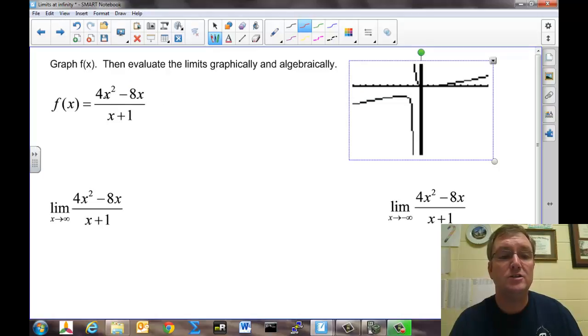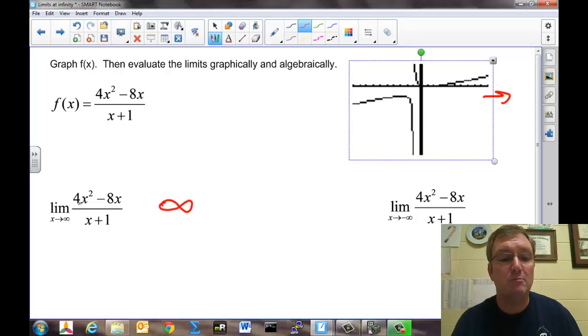All right, we're asked to graph this function, which you should do on your calculator, and I've got it graphed here on mine. Then evaluate these limits down here graphically and algebraically. So if we look at the first limit, as x approaches infinity, that's moving out in this direction. What does it look like this function's doing? If you zoom out more on your calculator, I think you'll see that it seems to be going up higher and higher. So the graph seems to say that it's approaching infinity.